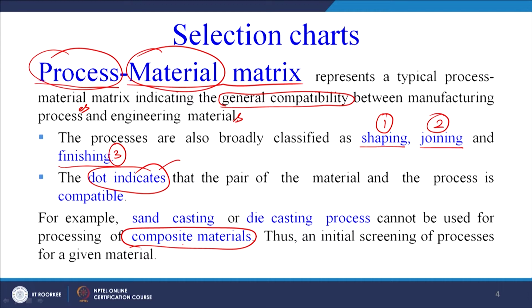Thus an initial screening of processes for a given material can easily be done. So our job is to do the screening process, and this chart can help us from the material perspective. Suppose we decide that the product is to be made by X material. Now we can see the process material matrix and see which processes are available for X material. There may be some processes which cannot be used for processing the material X. So automatically those will be screened out.